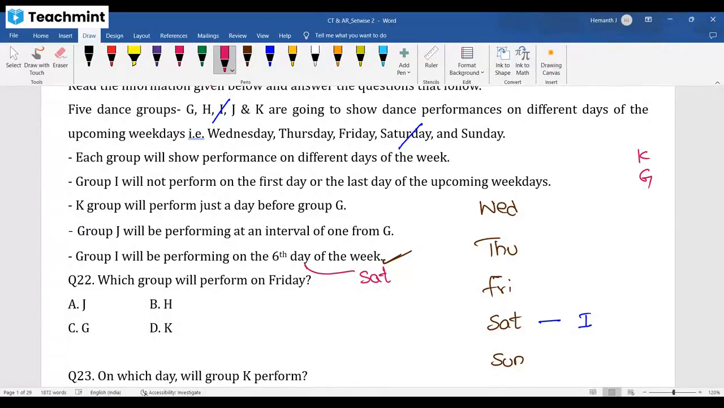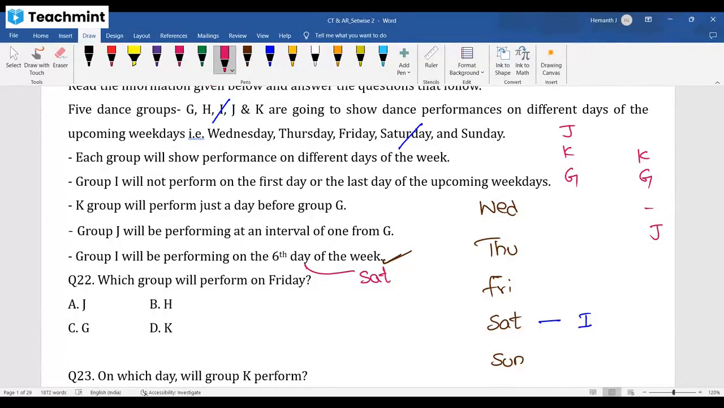Okay. J will be performing at an interval of 1 from G. So J is taking one gap. It can be JKG or it can be KGJ. One among that is possible.